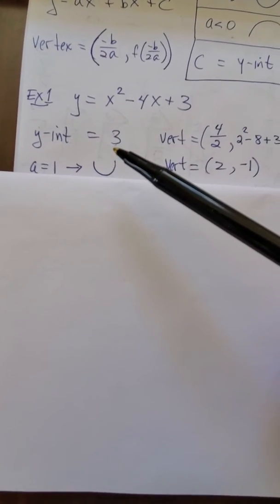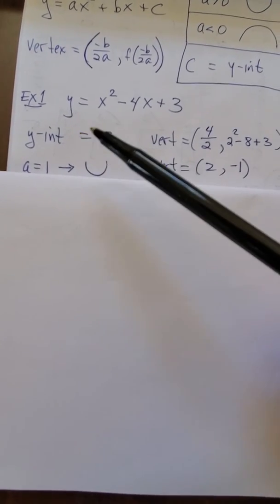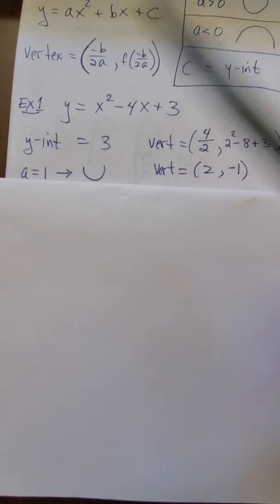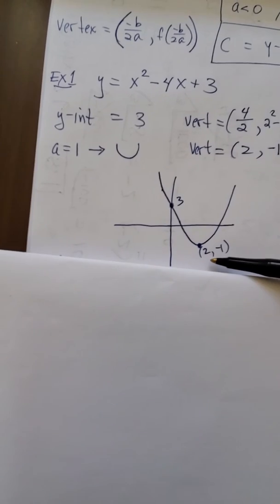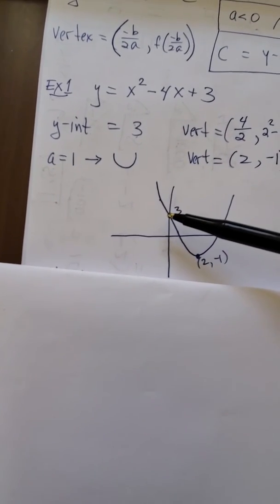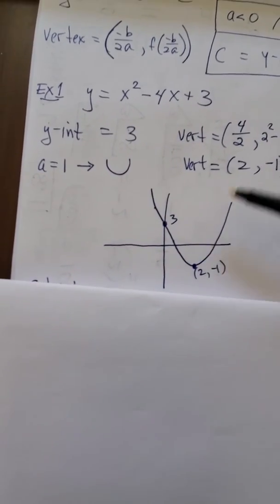The y-intercept of our parabola is 3. That's where it hits the y-axis. And now, what is a? a is equal to 1, because it's 1 times x squared. So a equals 1, 1 is positive, therefore we have a happy parabola. And if we graph our parabola, it's going to look something like this. That's the vertex, 2 comma negative 1. That's the y-intercept, 3. And it's a happy parabola.